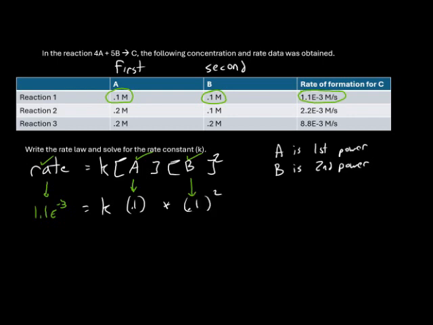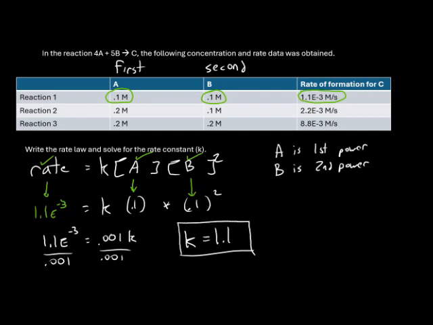If we do the math on the right side, we'll end up with 0.001 K. And on the left, we still have 1.1 times 10 to the negative third. Now just divide both sides by 0.001. If we put this information into a calculator, we'll get that the rate constant K is just 1.1. So this is how we write a rate law and solve for the rate constant. Also, it doesn't matter which line of data you use. Reaction 1, 2, or 3 would have been fine here, and I just picked reaction 1 for my data arbitrarily.